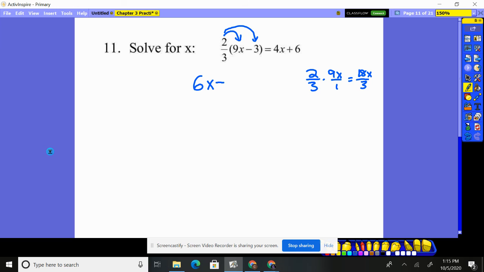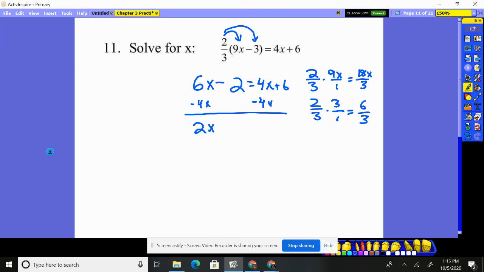Yes. Minus 2/3 times 3. 2/3 times 3 over 1. 6 over 3. That's 2. Equals 4x plus 6. Now move the smaller variable over. Subtract 4x from both sides. 2x take away 2 equals 6. Add 2, add 2. 2x is 8. Divide by 2, you have x is 4. There we have 7 through 11.